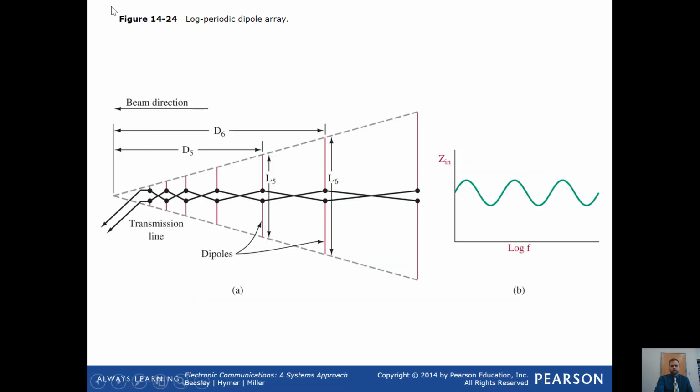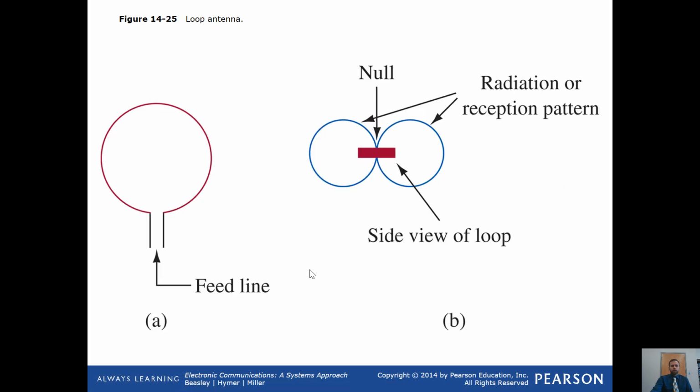So here's a log periodic dipole array, graphically. Here's your beam direction, and here's your impedance versus the log of your frequency, and you end up with this sinusoidal pattern. Here you have a loop antenna, so here's your feed line, here's your null, here's your radiation or reception pattern, depending on whether you're transmitting or receiving. And here's a side view of the loop.